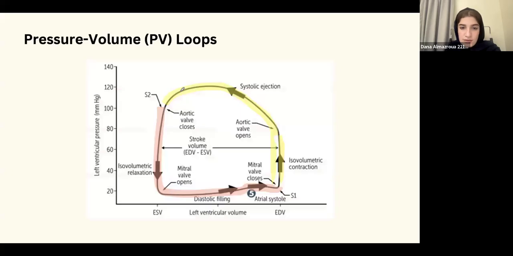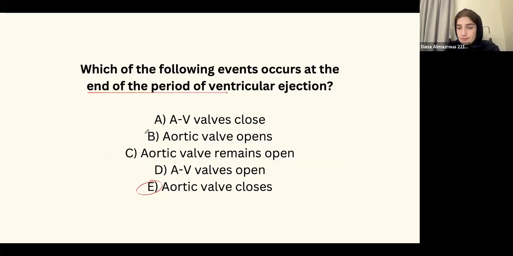Does that make sense? Do you understand why it's not B? Or do you need clarification? Okay, perfect. Now, if you have any questions regarding the cardiac cycle, please do ask me.